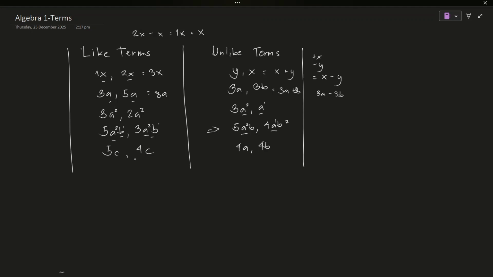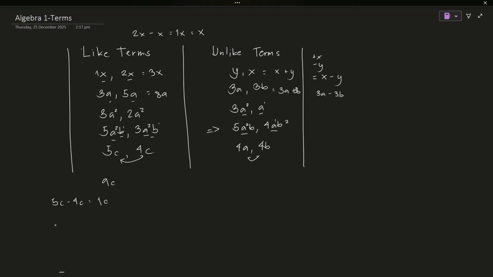Okay, for the last example, we have 5c and 4c. So both of them have the same term, which is c. On the other hand, we have here 4a and 4b. So what would happen if we add the first one? Still, we have 5 plus 4 comes 9. So just copy the term. How about if we subtract them? 5c minus 4c, 5 minus 4 is 1. And let's just copy the term.